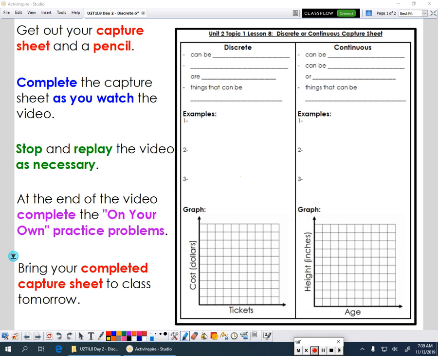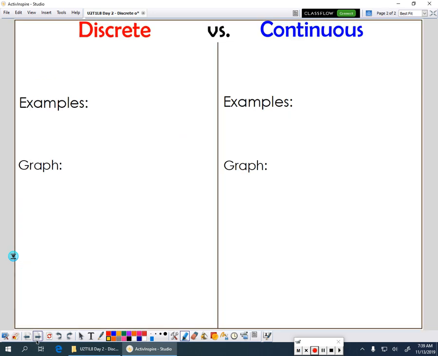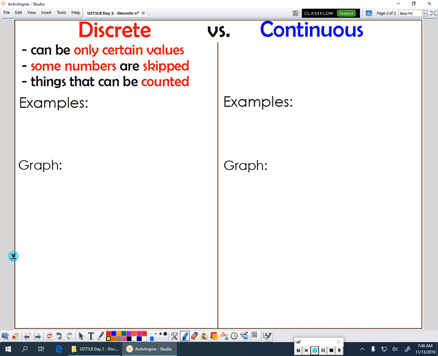Today we're going to learn how you can distinguish between a discrete or a continuous function. Discrete functions can only contain certain values. Sometimes when you're looking at a discrete function, some numbers might be skipped, and when we talk about a discrete function, they're usually things that can be counted. Now that's not 100% as a rule, but it's a good guideline to use.